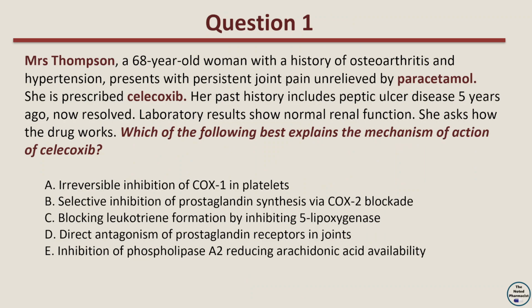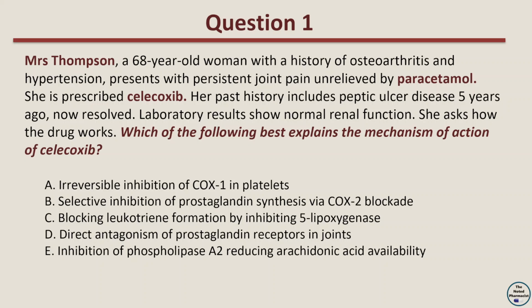Mrs. Thompson, a 68-year-old woman with a history of osteoarthritis and hypertension, presents with persistent joint pain unrelieved by paracetamol. She is prescribed celecoxib. Her past history includes peptic ulcer disease 5 years ago, now resolved. Laboratory results show normal renal function. She asks how the drug works. Which of the following best explains the mechanism of action of celecoxib?